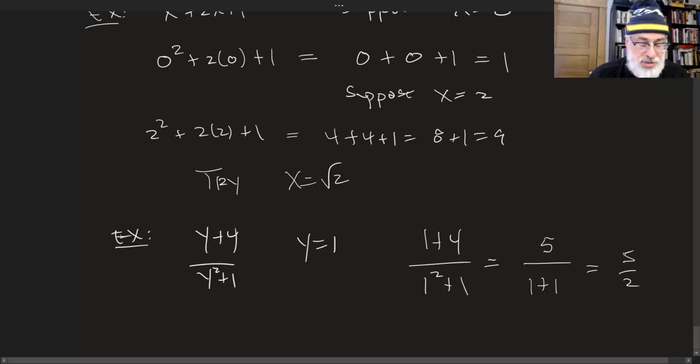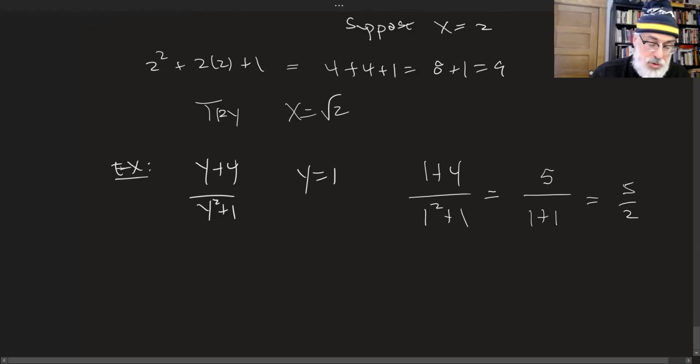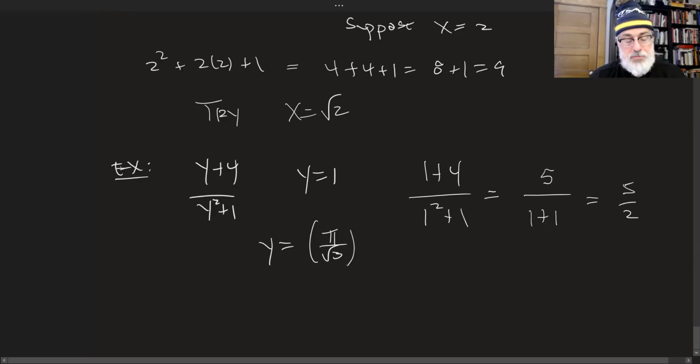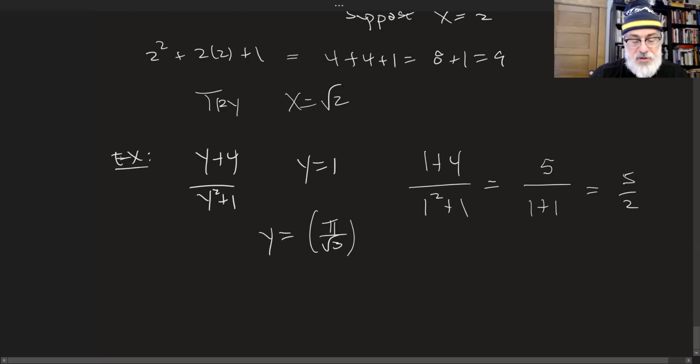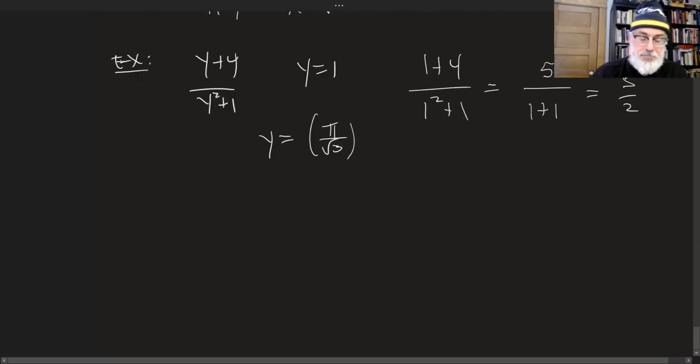Again, you can challenge yourself, pick a different number, pick something ugly. You could pick something like y equals pi divided by the square root of 3. Chug that in there and see what happens. Probably won't simplify very much, but you'll get a number. These aren't variables. Pi over square root of 3 is not a variable, so you'll get something.